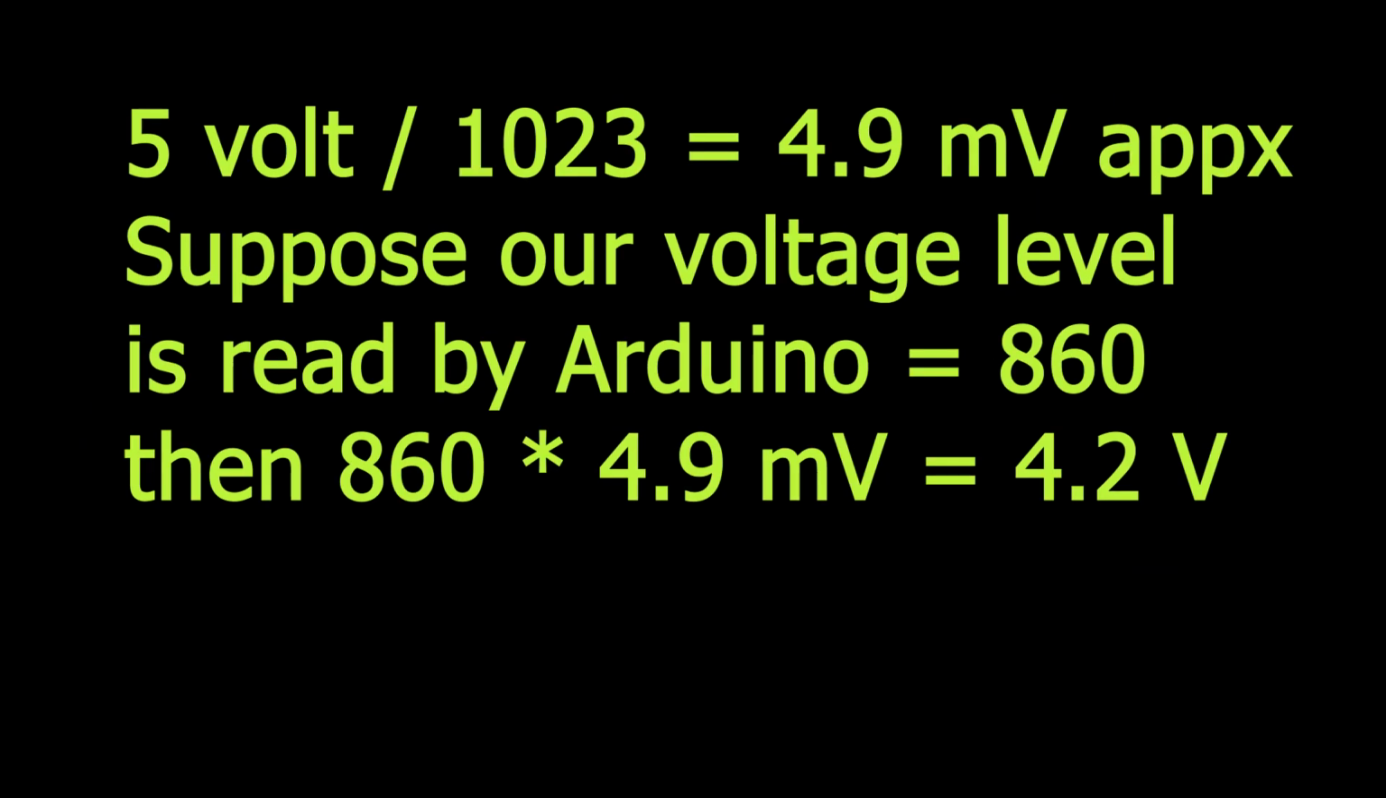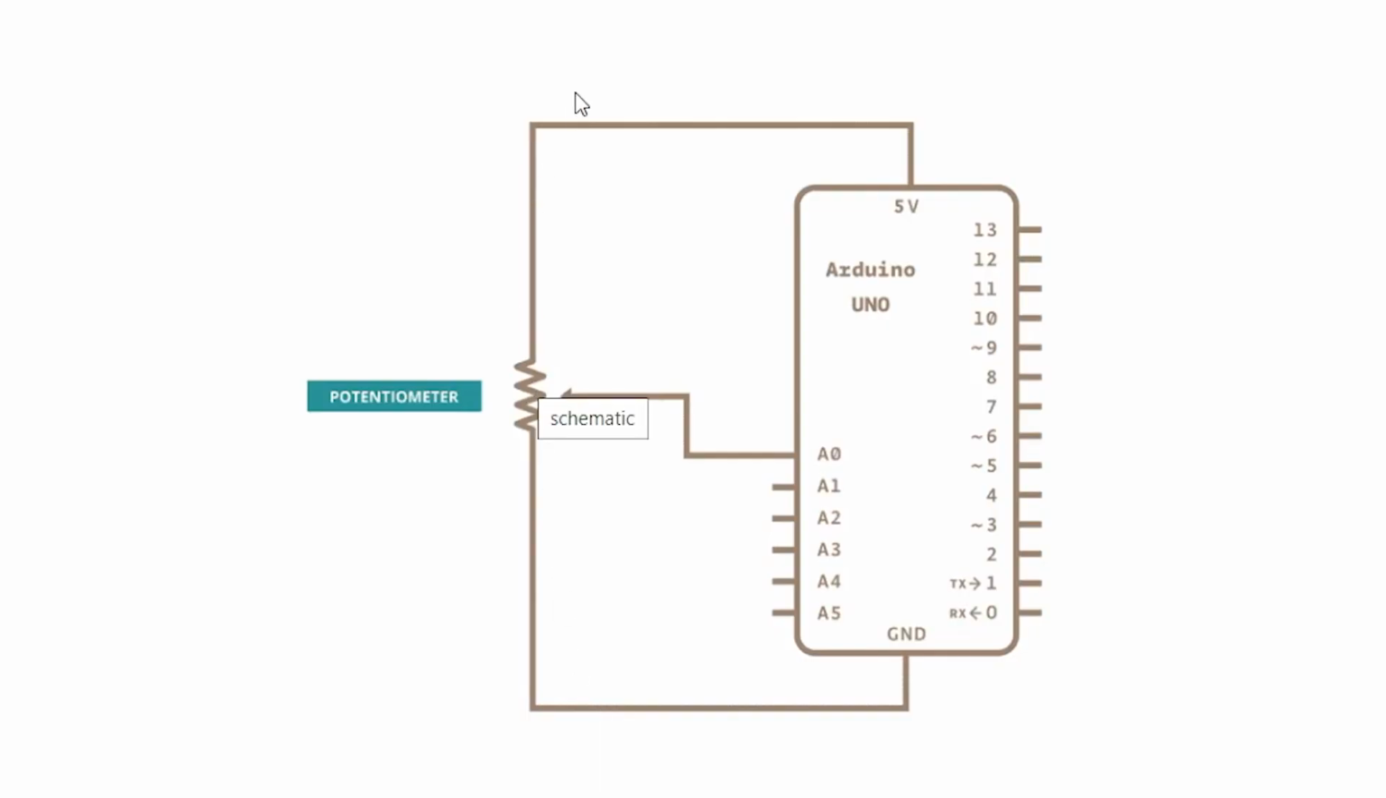That means each step equals 5 divided by 1023, which is approximately 4.9 millivolt. Now suppose our ADC reads 860, then we have to multiply 860 with 4.9 millivolt, and that comes to 4.2 volt. This way we can read the analog voltage. Now let's see the actual programming.